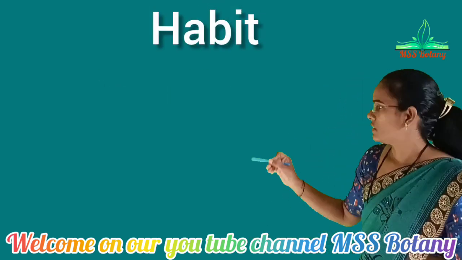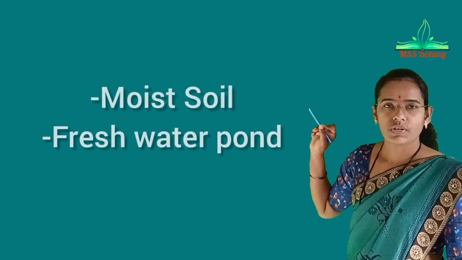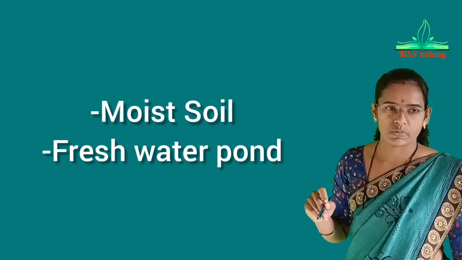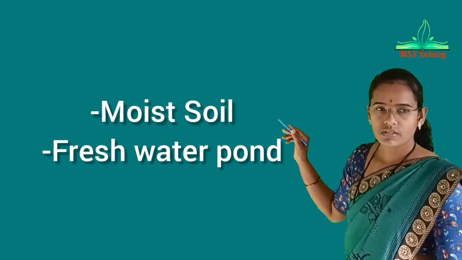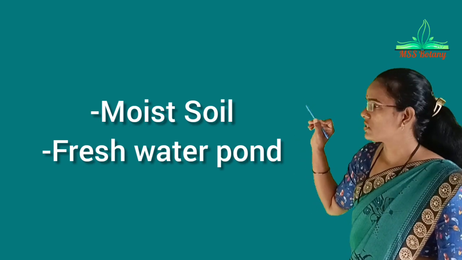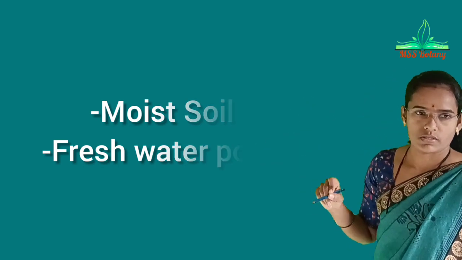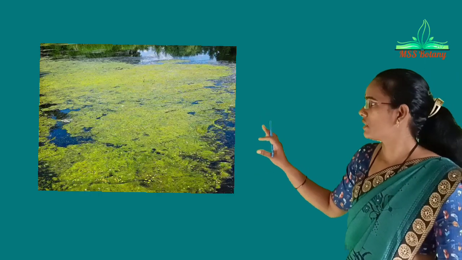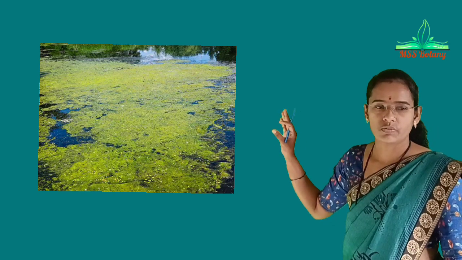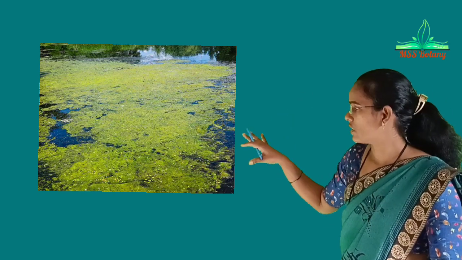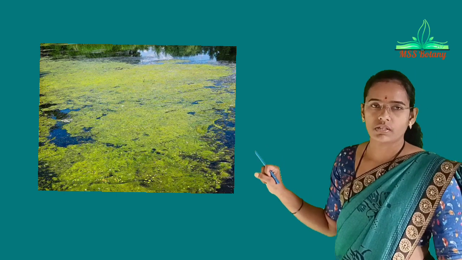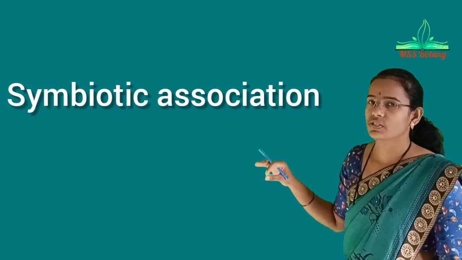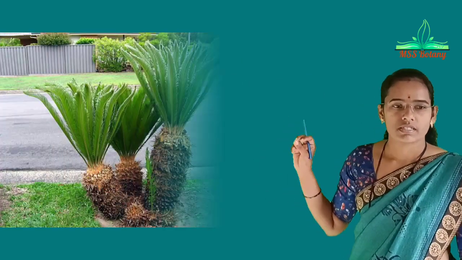Then when we see the habit of Nostoc, it is found in most soils where moist condition is present. Means it favors moist soil and it always occurs in fresh water ponds. It also occurs on rocks where fresh water or movement of water takes place, means where flowing water is present. It is also found in symbiotic association with some plants, that is the Cycas.